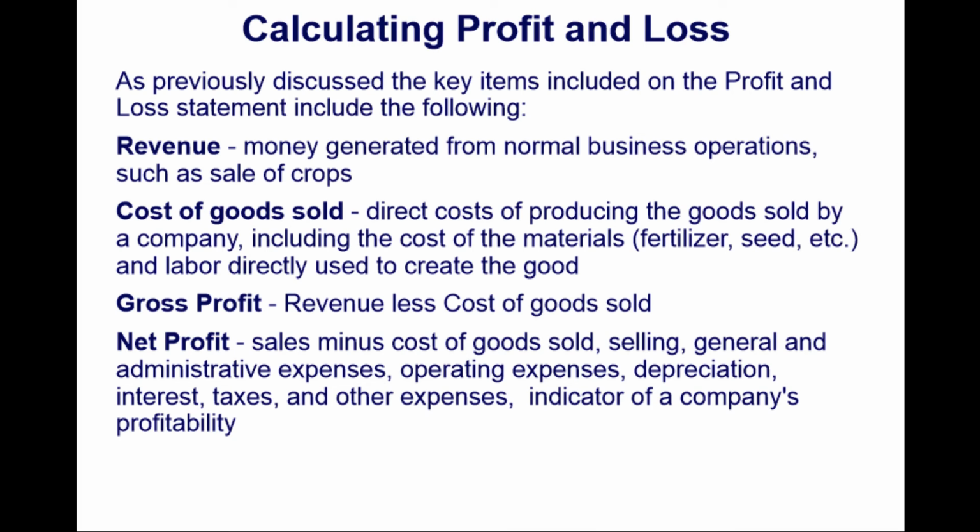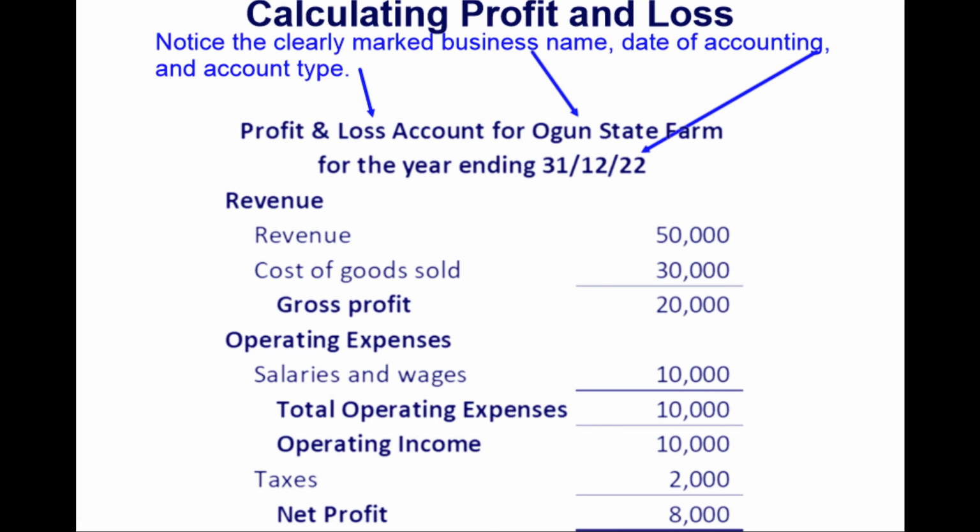from normal business operations such as sale of crops; cost of goods sold, direct costs of producing the goods sold by a company, including the cost of materials, fertilizer, seed, etc., and labor directly used to create the good; gross profit, revenue less cost of goods sold; net profit, sales minus cost of goods sold, selling, general and administrative expenses, operating expenses, depreciation, interest, taxes, and other expenses, indicator of a company's profitability. Notice the clearly marked business name, date of accounting, and account type.